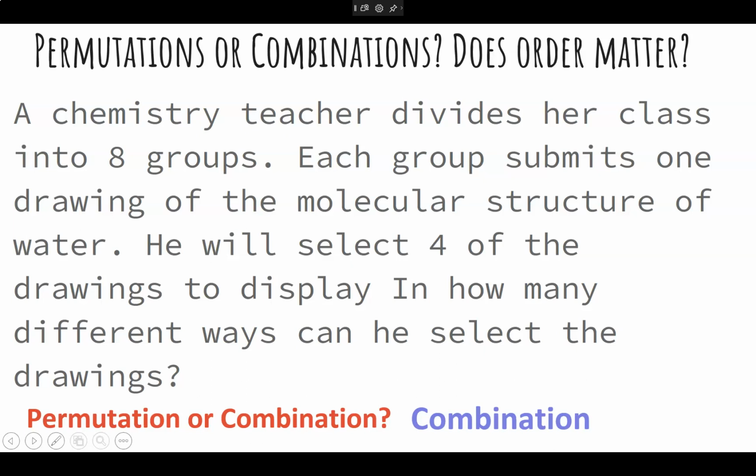It just says he picked 4 of them. He didn't say how. He just says he picks 4. The end. That's how we know it's a combination.